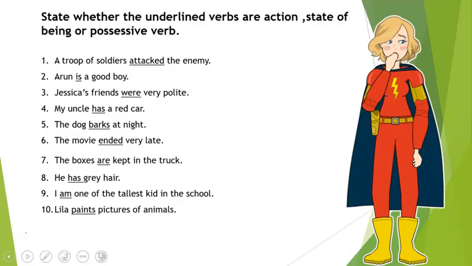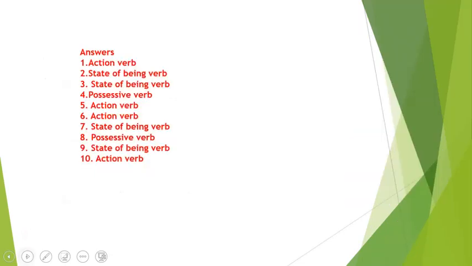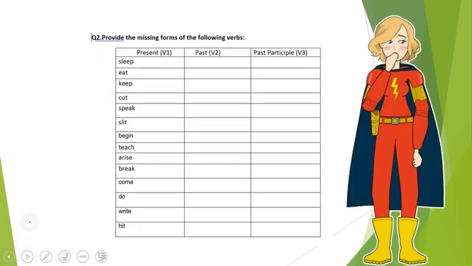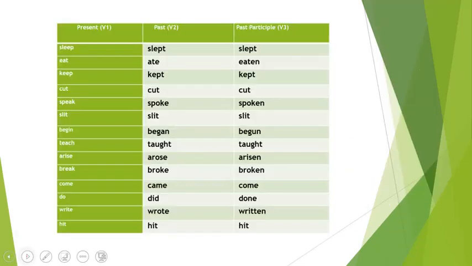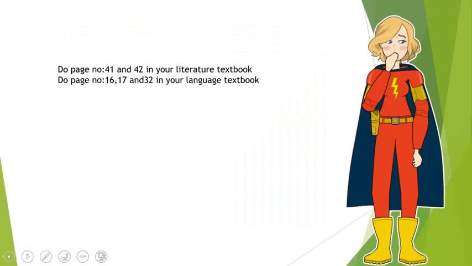So this was the homework that I had already given you. And these are the answers. You can check your answers. And this is the homework I am giving you today. So answers are also given, and this is also your homework for today.